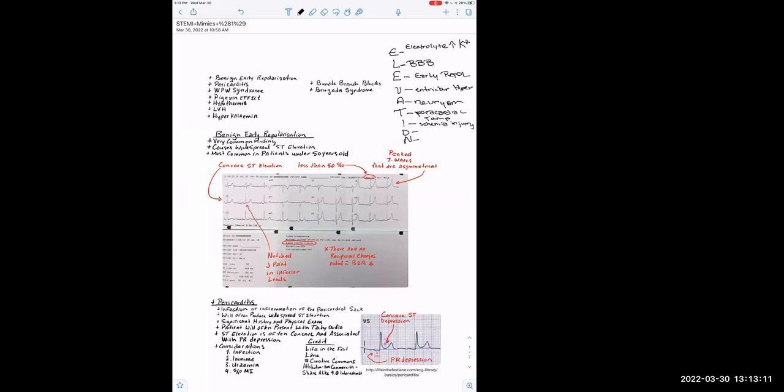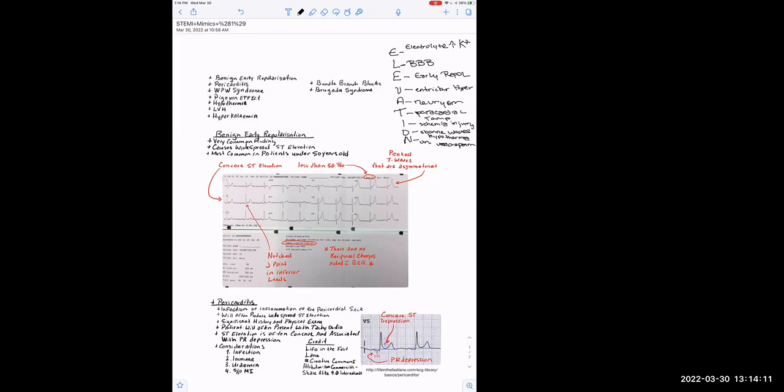The next one is Osborn waves, and that is associated with hypothermia. The next and final one would be what's known as non-occlusive vasospasm, which is things like your Prinzmetal angina. Vasospasm. Okay, so this mnemonic should help you remember what the causes of ST segment elevation are that are not associated with an acute myocardial infarction. Again, we're not going to talk about Prinzmetal's angina, and we're not going to talk about aortic dissection.